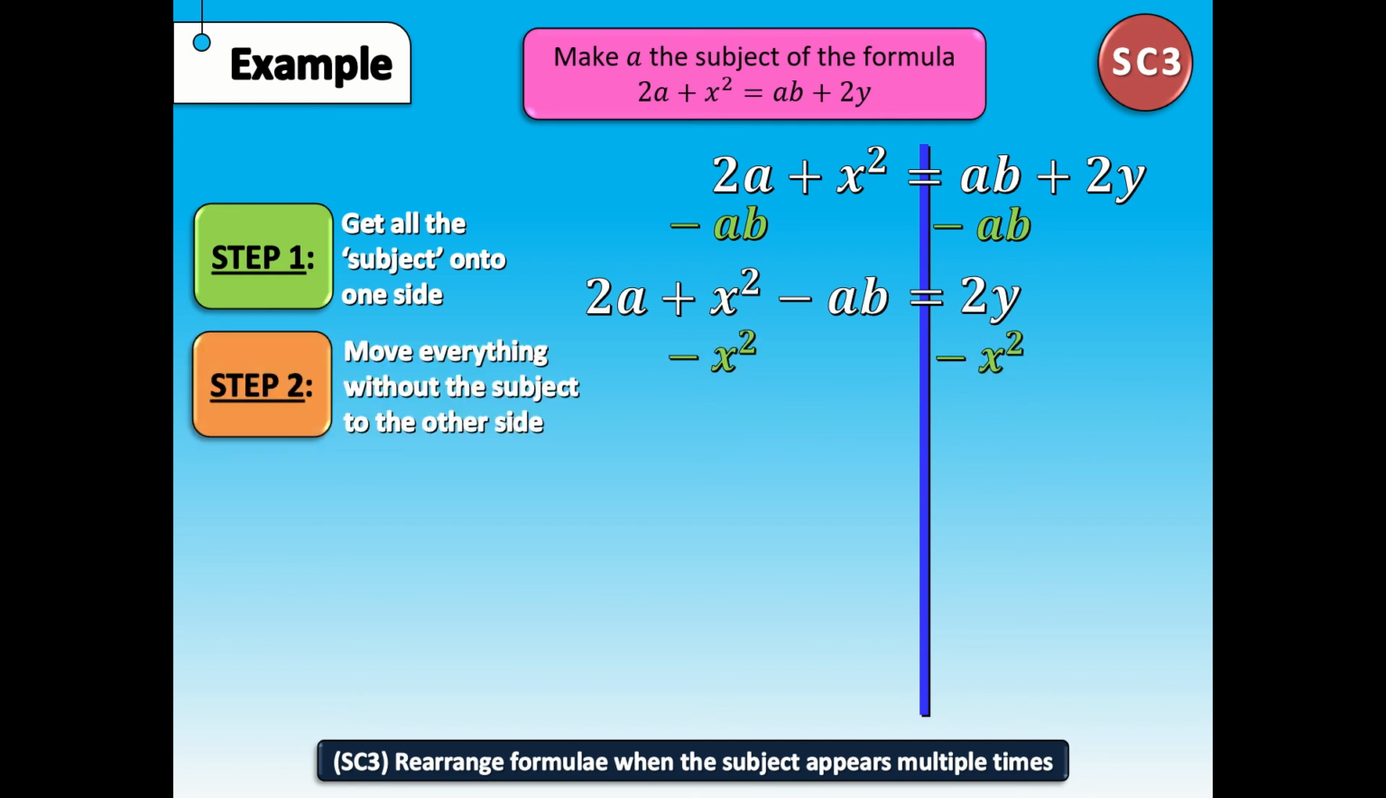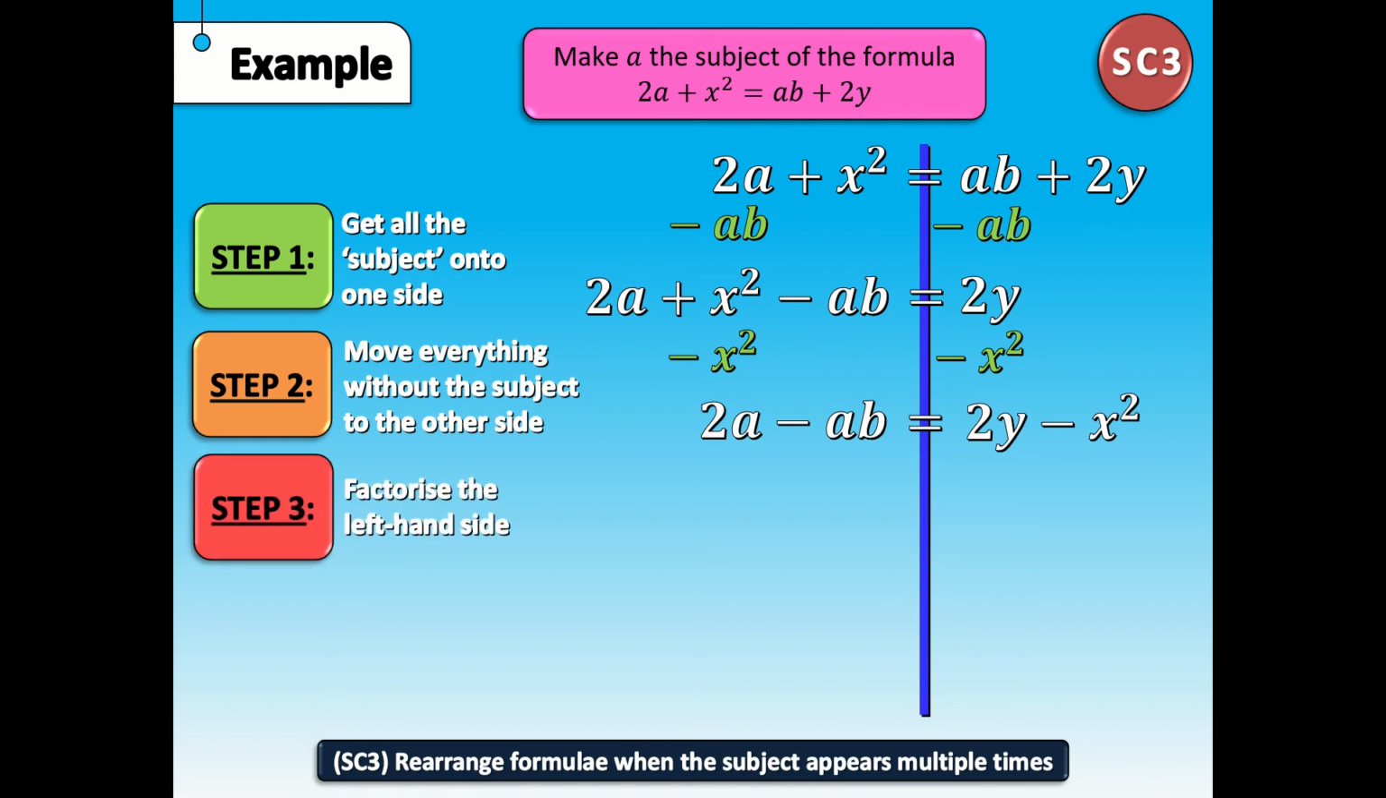Then we can move everything without the subject onto the other side. So we take x squared off both sides. That gives us 2a minus ab equals 2y minus x squared. Then we factorise the side with the subject on. So we can factorise 2a minus ab because they've both got an a in. So we can put a on the outside of the bracket and we'll have 2 minus b on the inside of the bracket. That will still equal 2y minus x squared.